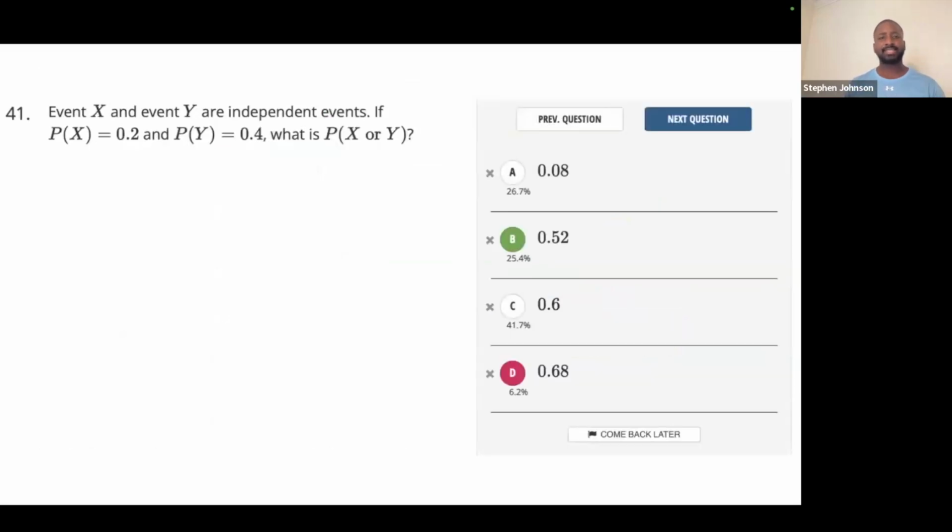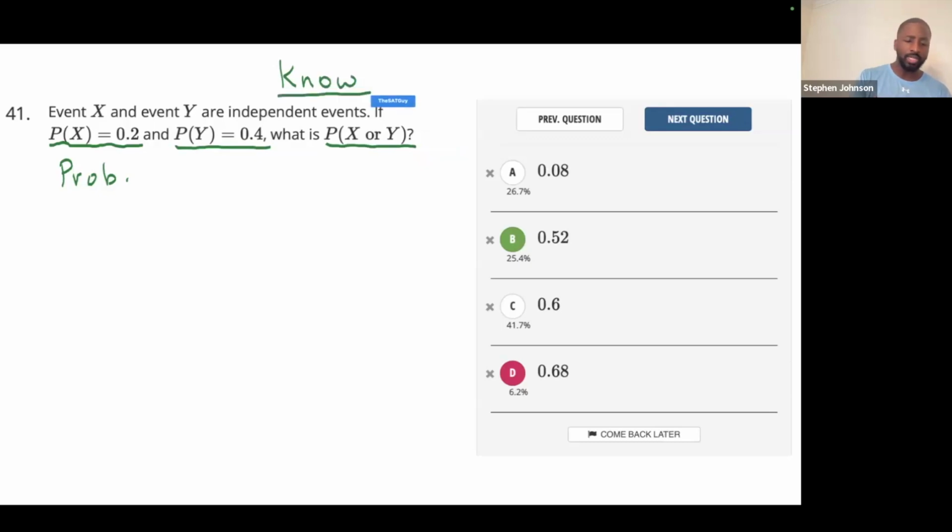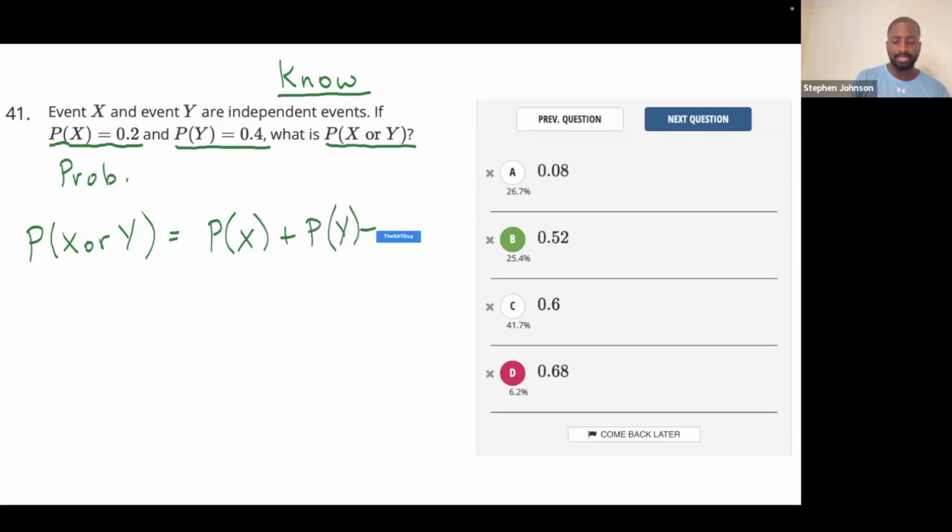Next question, event X and event Y are independent events. If P of X, which when we see a capital P like that, that represents probability. So if you didn't know that, that's kind of important. So again, just more for you to know. What we need to know is that whenever there are two independent events, and we have one event or the other, you're going to have this equation. This is going to be equal to Px plus Py minus Px times Py. So please add that into your notes.